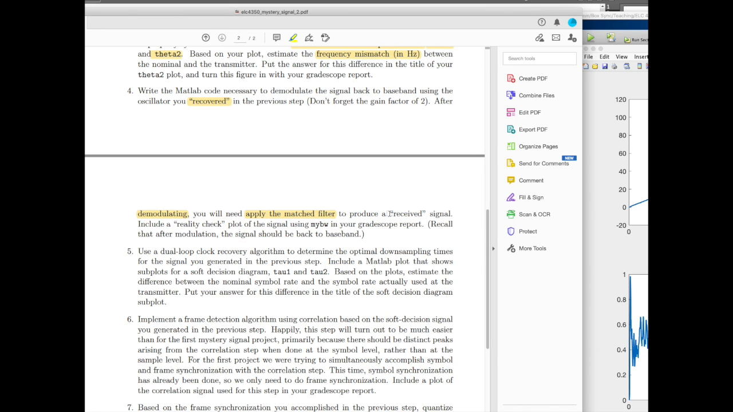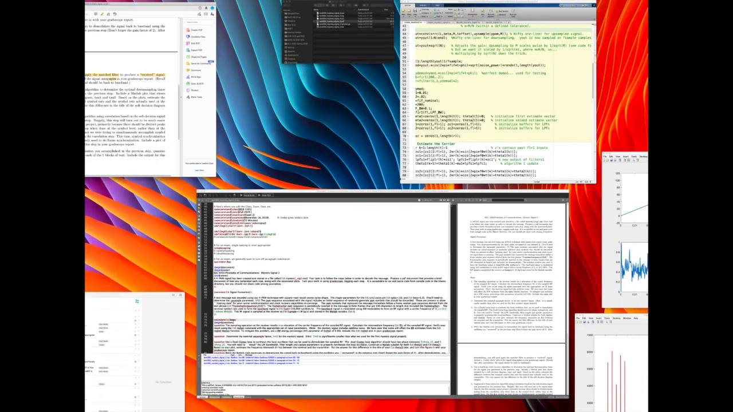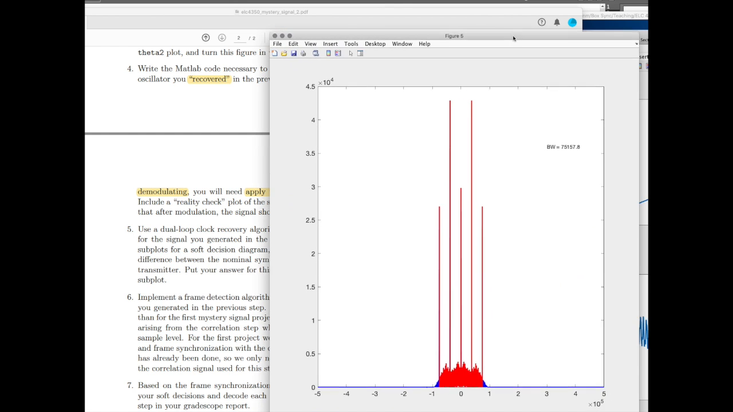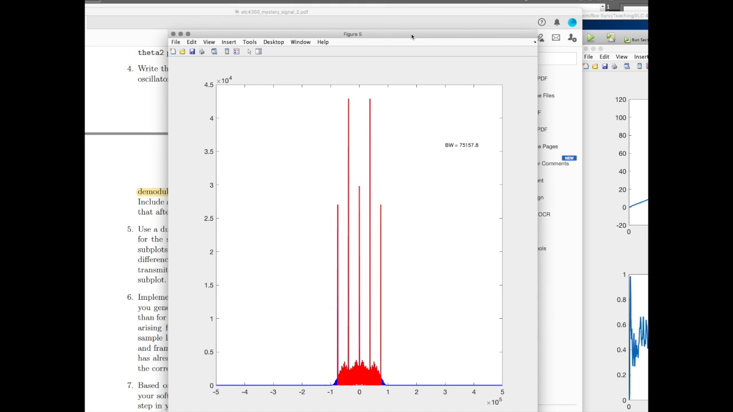Okay, so from there, you've produced a received signal. You can call it what you want. But from there, I would like to see a bandwidth plot, and this should be back at baseband, so I wanted to give you an idea of what that would look like. It looks like the same shape on the plots I showed you before, only shifted back down to baseband. So you're on the right track if after the demodulation step you start to see something that looks like this.